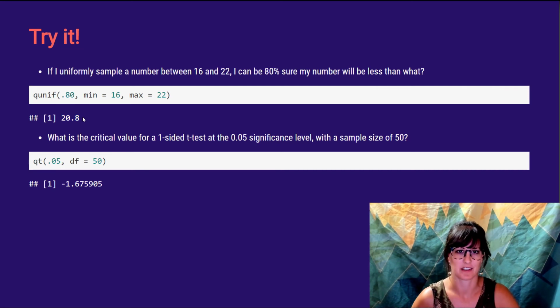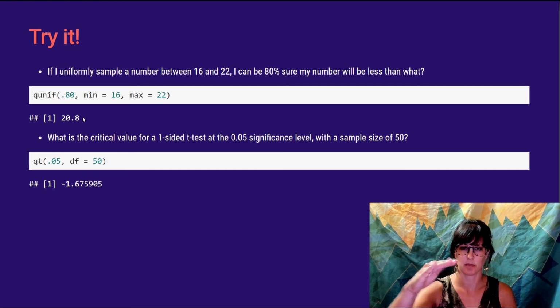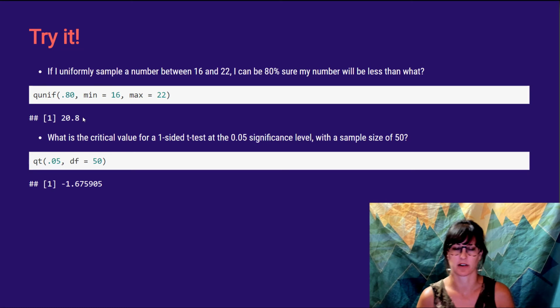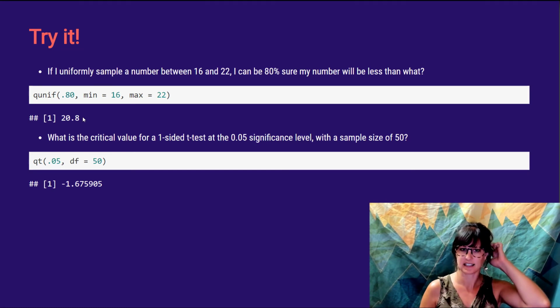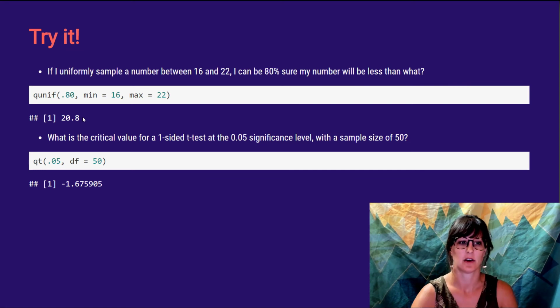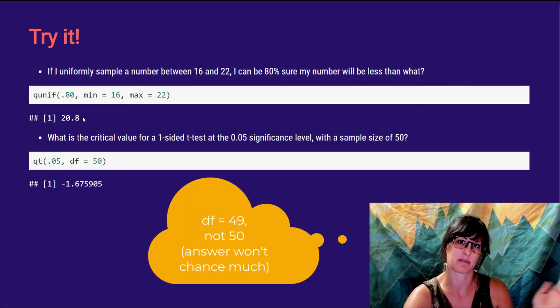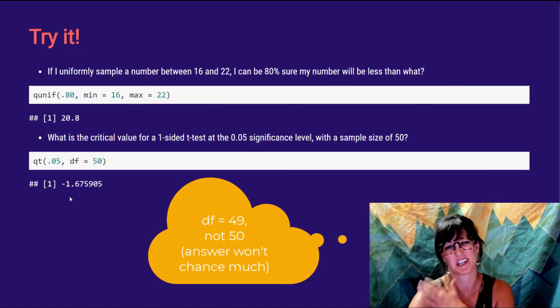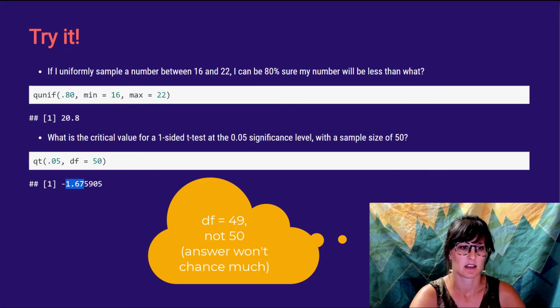Be careful, this is not 20.8%. This is saying 20.8 is the value that we are 80% sure that we are going to get less than. And for this one-sided test at the 0.05 significance level, we would say, okay, what value has 5% of the area below it, or potentially above it? And we get about 1.68. So that's our critical value.